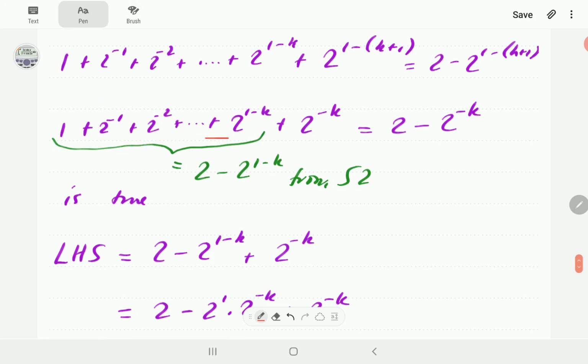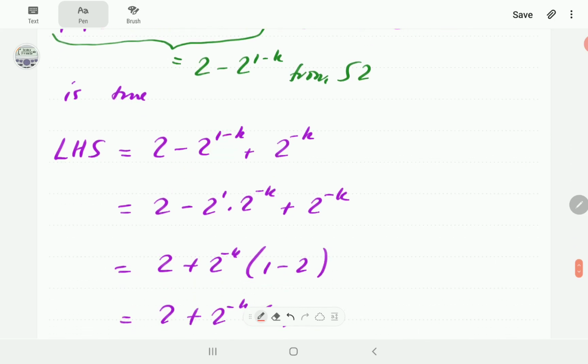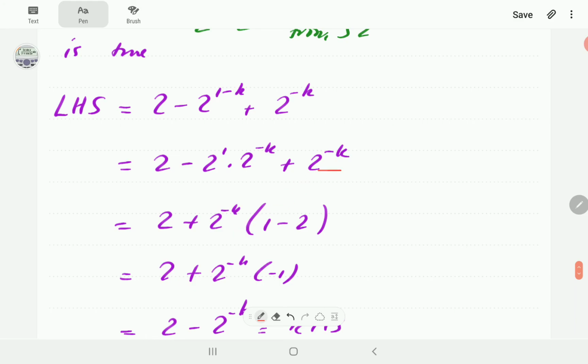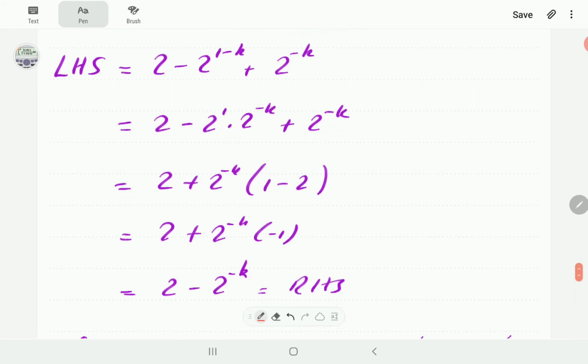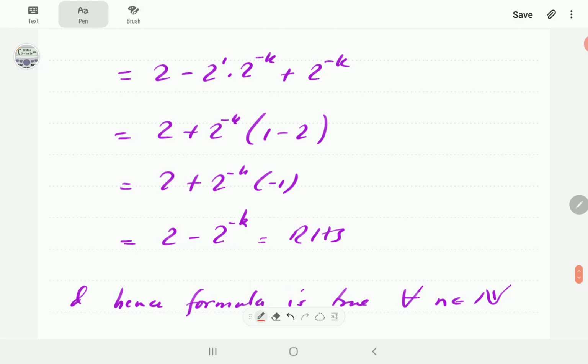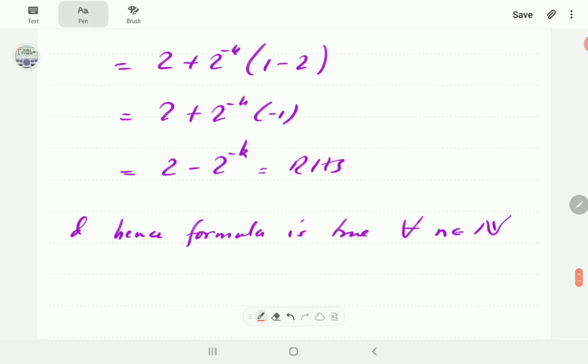These terms, the first k terms, are equal to this from step 2, so we plug that in there. Now if we break this down to 2 times 2 to the power k, then you can see that 2 to the power negative k is a common factor. If we factorize that, from here we get 1, from here we get minus 2. So that's 2 to the minus k times minus 1, which is simply 2 minus 2 to the minus k. So that's the right hand side, and hence this formula is true.